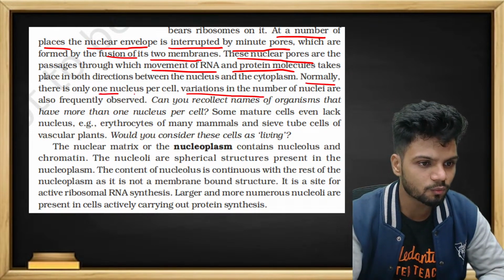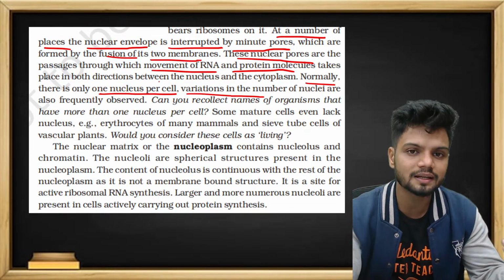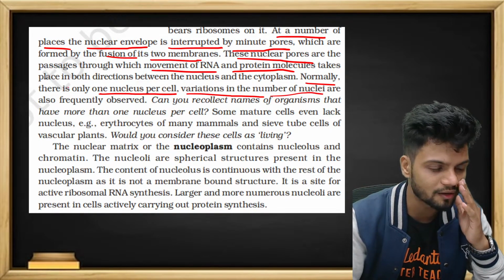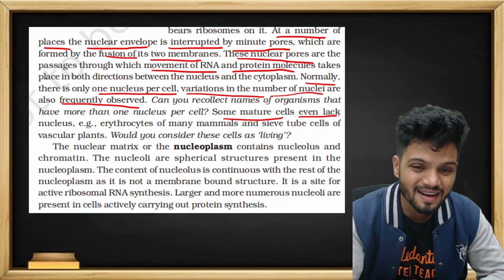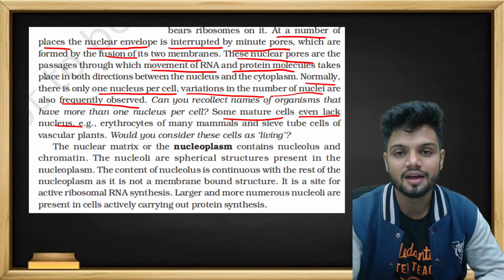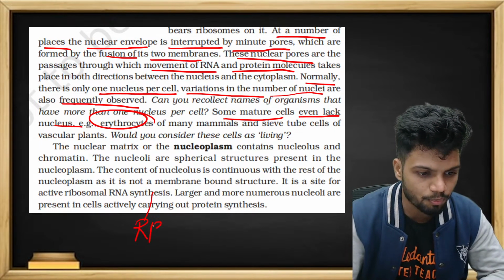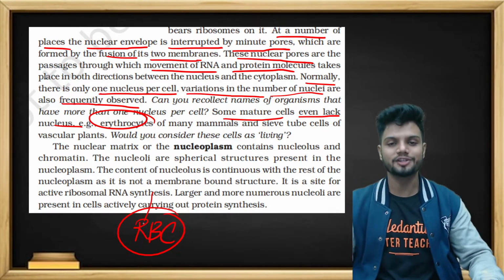Normally there is only one nucleus per cell, only one. But sometimes a particular cell can have multiple nuclei. Variation in the number of nuclei can also frequently be observed. Some mature cells even lack a nucleus. The famous example is the red blood cell. Your red blood cells do not have any nucleus, they are in an anucleated condition.